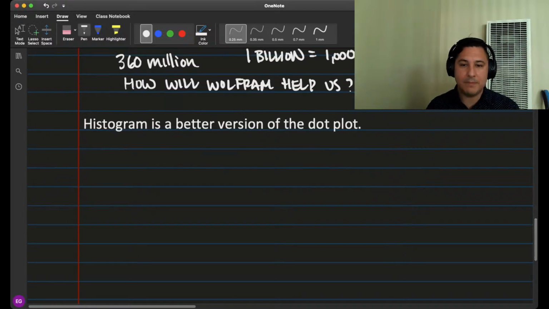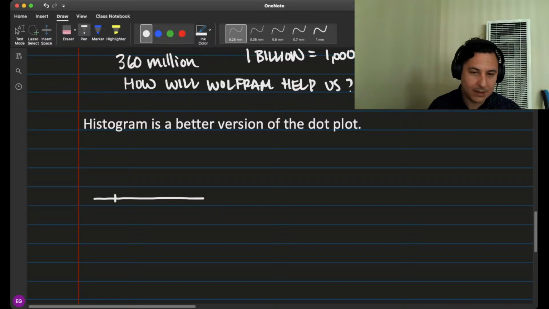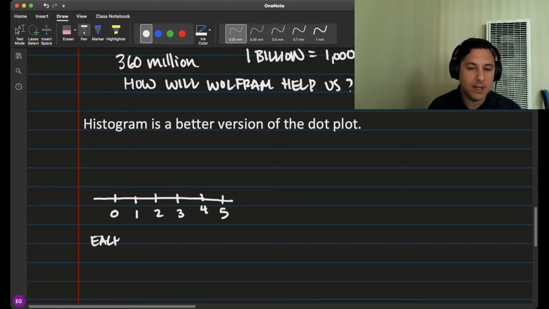Okay, so the dot plot, the way that it works is that each number is a dot. So I'm going to split this up. Okay, so for the dot plot, each number is a dot.